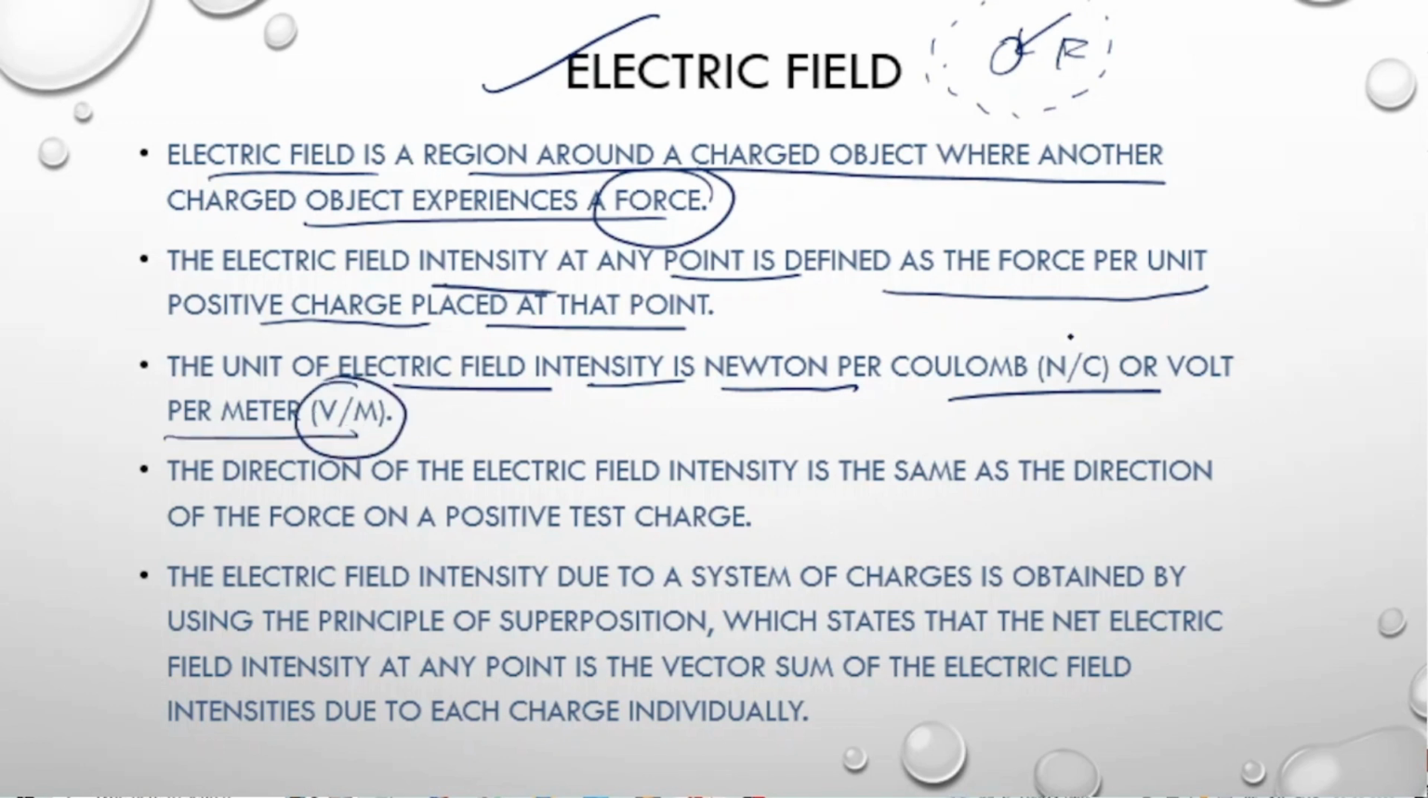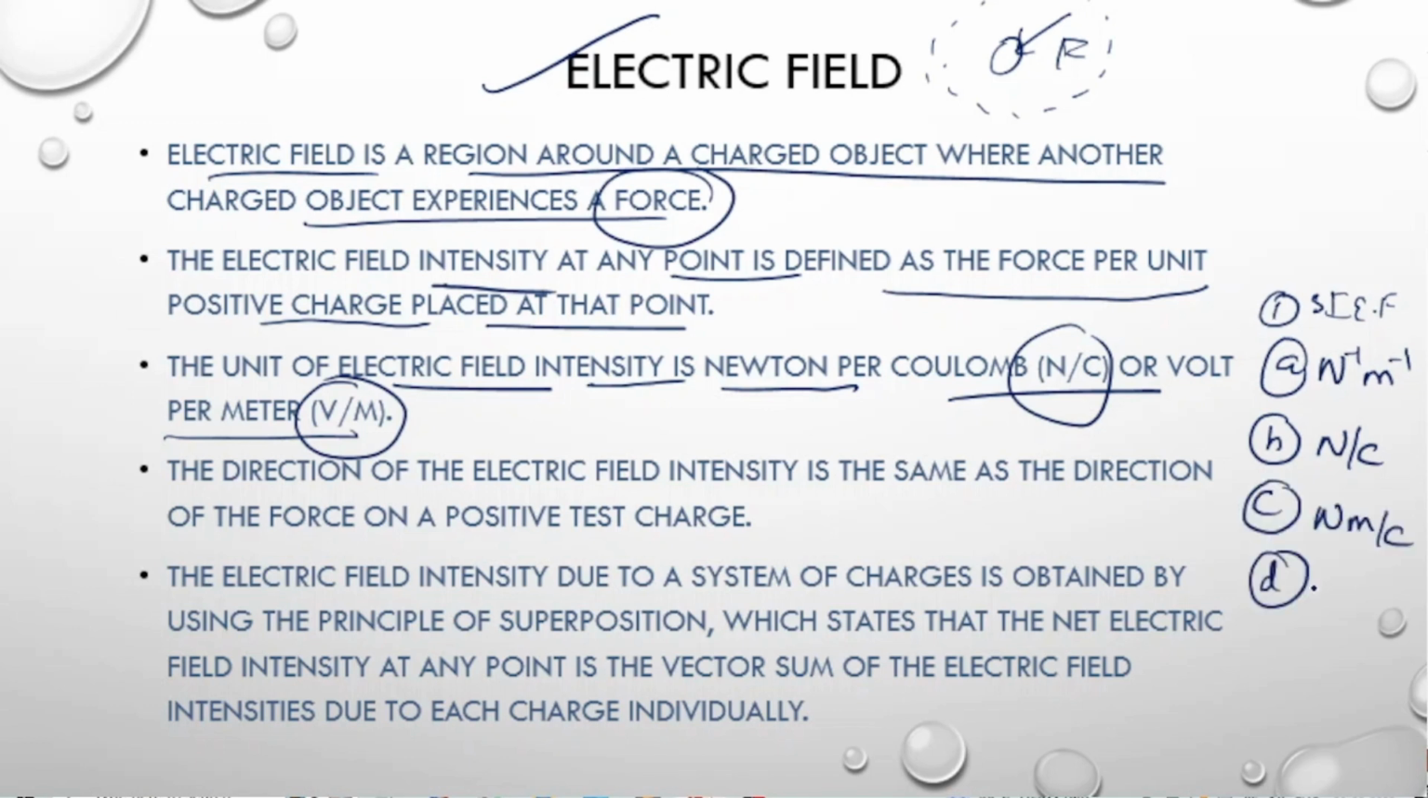Both these units you have to remember very well because they can give MCQ type questions. They can ask you to write the SI unit of electric field, and in the options they will give you: A, Newton inverse meter inverse; B, Newton per Coulomb; C, Newton meter per Coulomb; D, meter square. Like this they will give you.